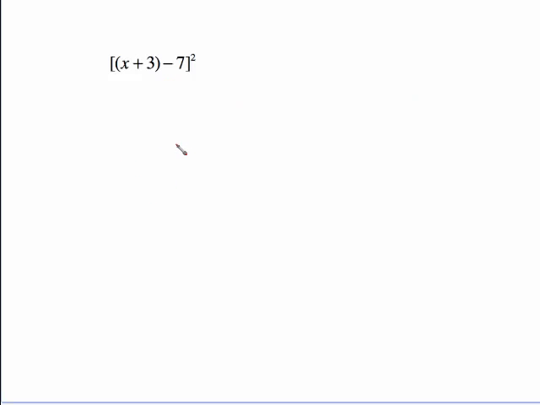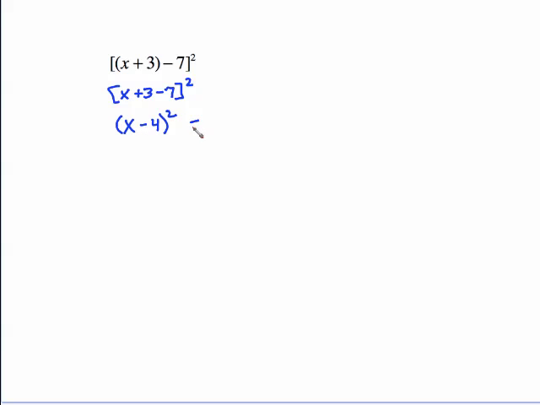This is a strange little problem that looks like it could be difficult, but it really is not if you follow order of operations. Order of operations says do what's inside the parentheses first. I look inside here and I realize that x plus 3 that's in the parentheses does not need to be in parentheses. So I could just write this out like this. Well, 3 minus 7, those are like terms. And this is just x minus 4 squared.